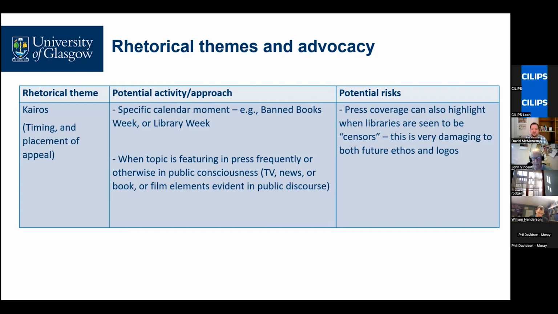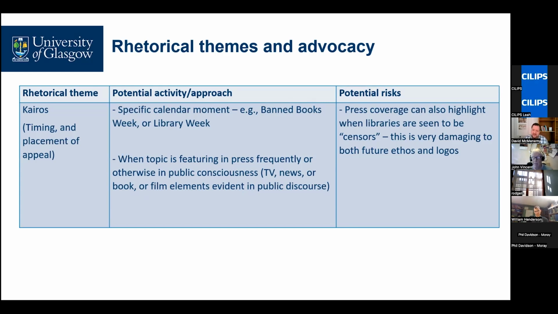And you can obviously choose times that are useful if it's something that's appearing in the press. So if a topic is featuring in the press frequently or otherwise in public consciousness, then that's a good time to argue for these things. So there's a great article by Sean in the newspapers last week during Library Week that talked about a lot of these big issues. And that was a good placement period because people's eyes were on libraries. And it's a good opportunity to argue the bigger issues.